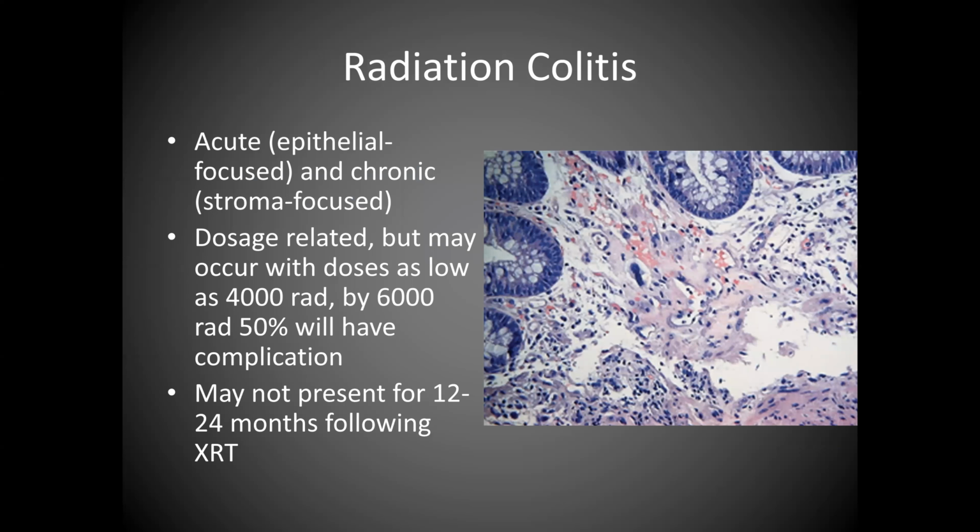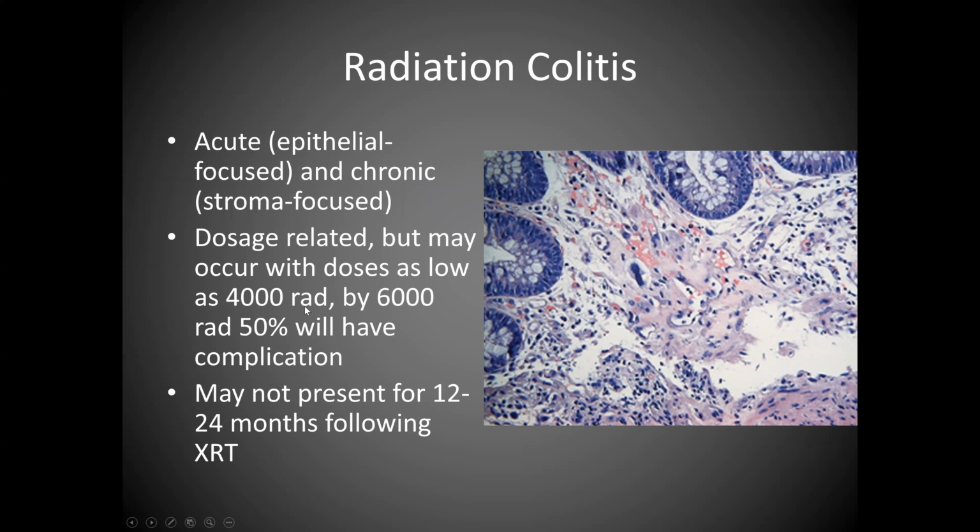Radiation colitis can be both acute as well as a little bit more chronic. In the acute setting, you can get damage to the glands. You may get vascular damage, some atypia of the nuclei, some stromal changes, vascular changes. You see the hyaline change here in the vessels.